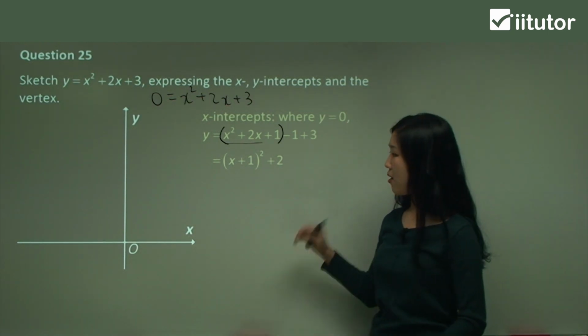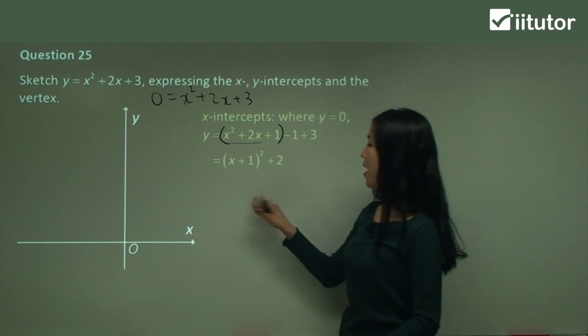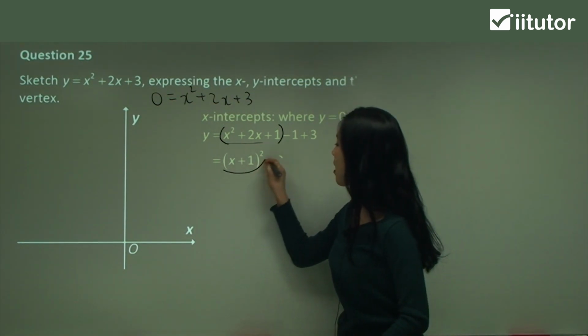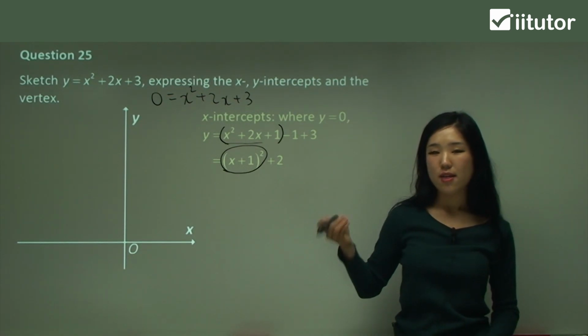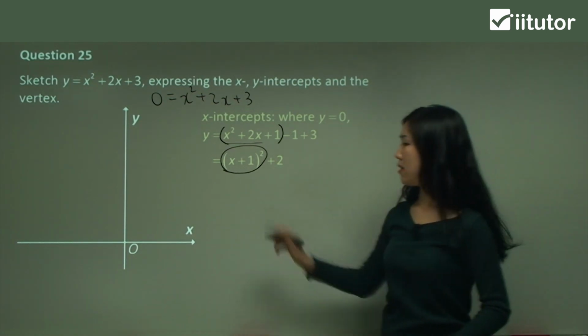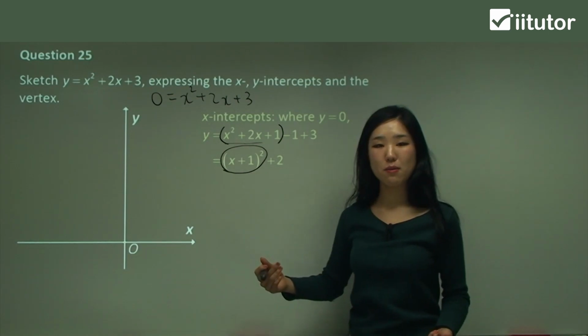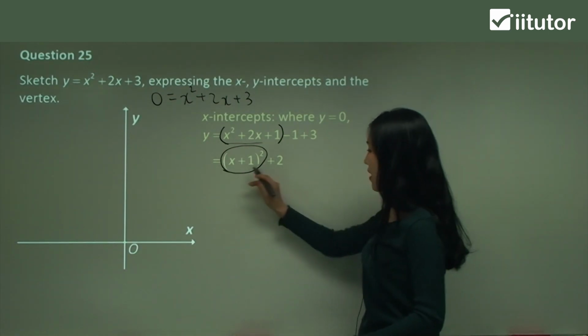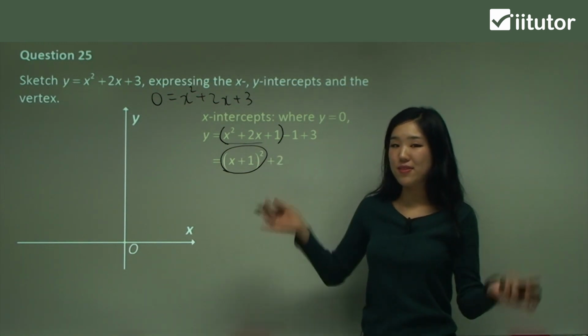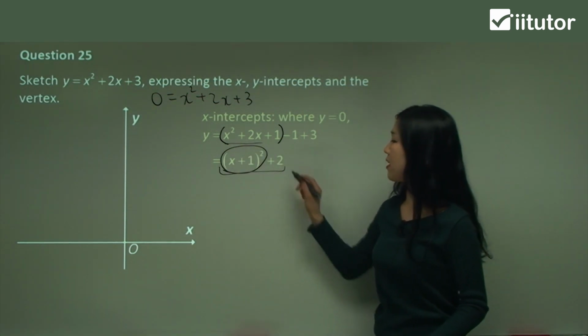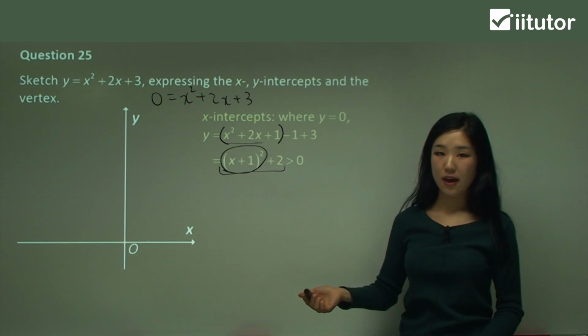Okay, now I'll show you why I'm doing this. Have a look, guys. X plus 1 squared is a positive number, isn't it? Anything squared is always going to be positive, yeah? That's a positive number, and if I add 2, it's going to be even more positive. So this whole thing here, guys, is greater than 0. Yeah, can you see that?